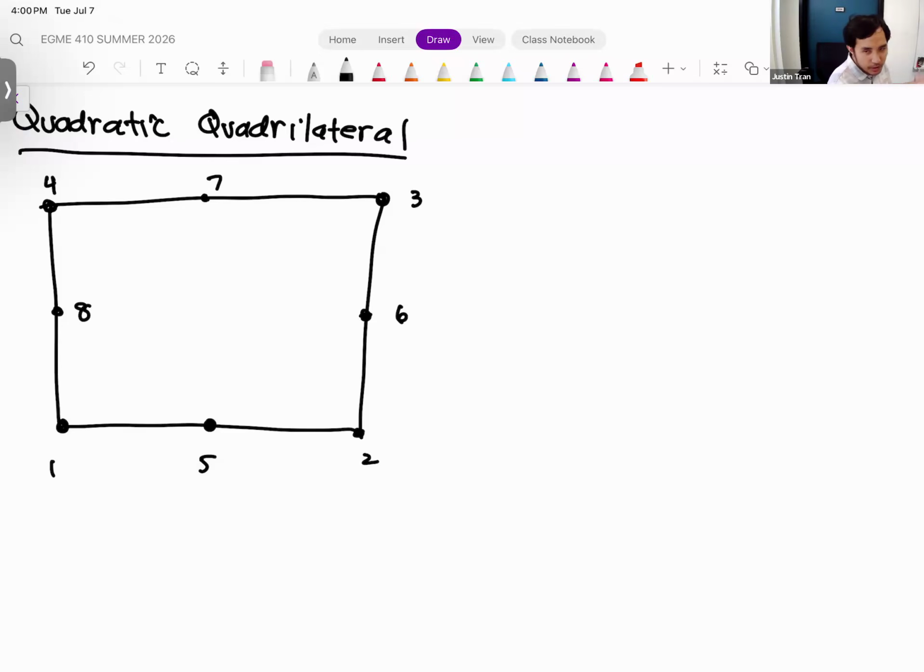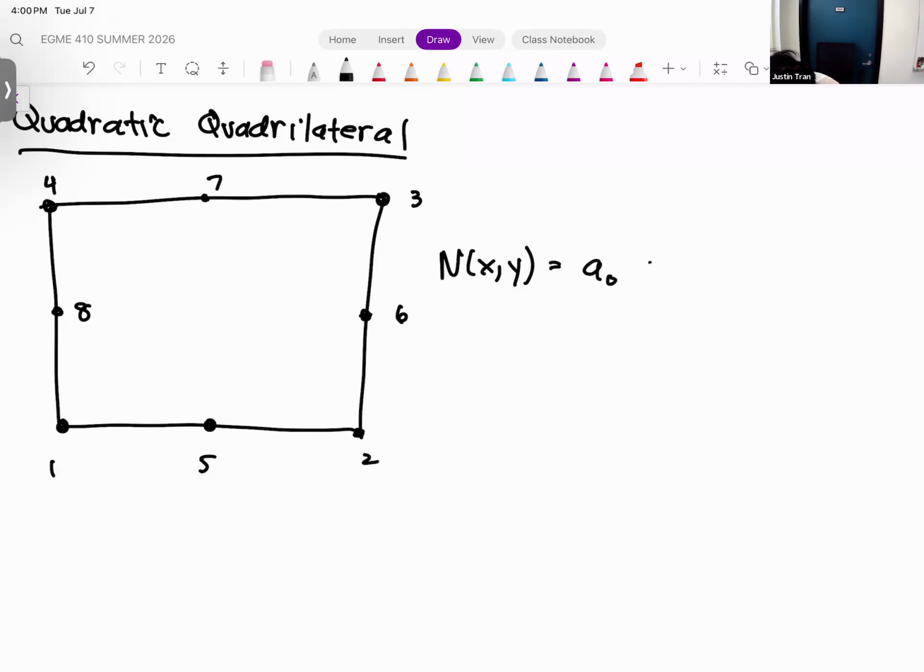And so, if you're OCD about it, you can go counterclockwise and count up to 8. The point is, for the quadratic quadrilateral, we have 8 nodes here. Okay, that means our shape function can have 8 terms. Okay, which is our most comprehensive shape function to date. Okay, so let's go ahead and build this up.